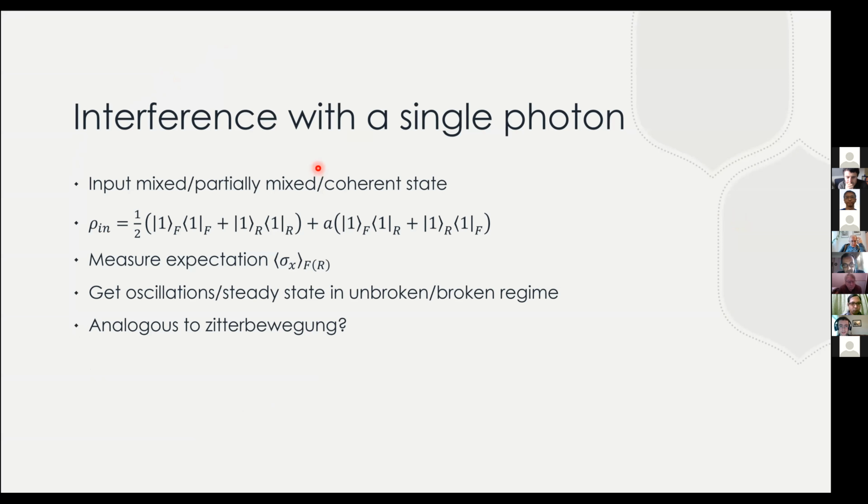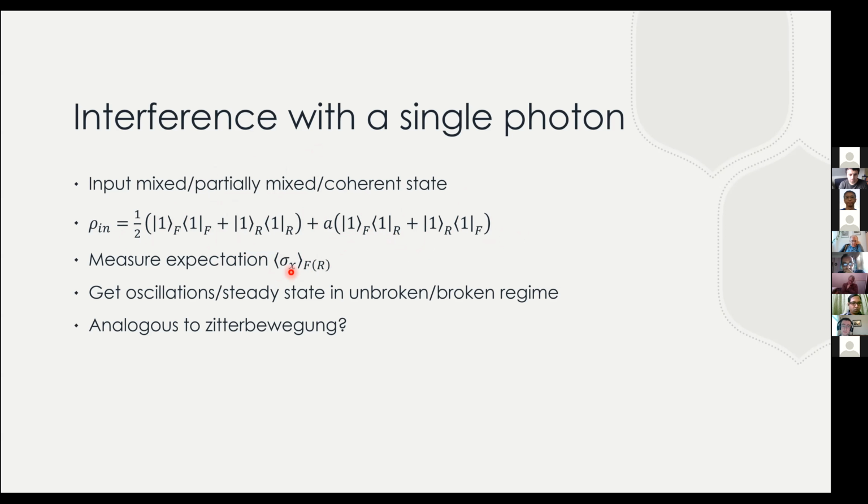So we can take this single photon, and instead of inputting it into a single mode of the Reich scheme, we can now put it into a superposition of modes. And we can even make this single photon mixed or partially mixed, as well as coherent. And this gives kind of different effects. From inputting this density matrix, where it's in a superposition of the first mode in the forward system and the first mode in the reverse system, we can introduce this A parameter, which is, I suppose, how coherent it is. And then from that, we measured the sigma x, the x expectation.